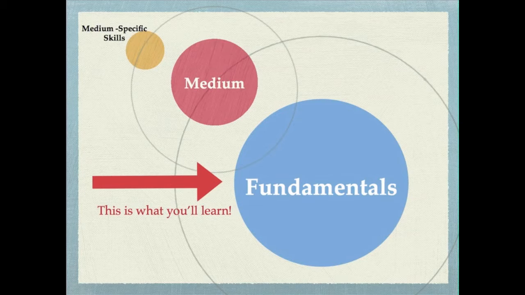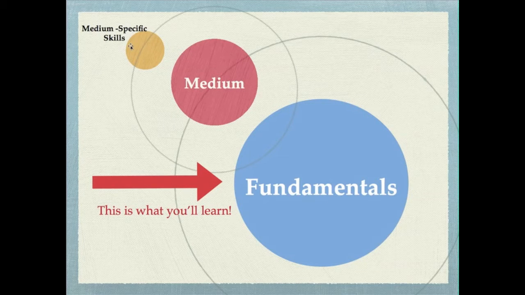Now, in art, if you think of planets orbiting a star, medium is an orbit over fundamentals. Mediums change, they come and go. Like, there was a time when computer painting didn't exist, and now it's there. If you want to use clay, you need to learn how to use clay. And that's what you would call medium specific skills.